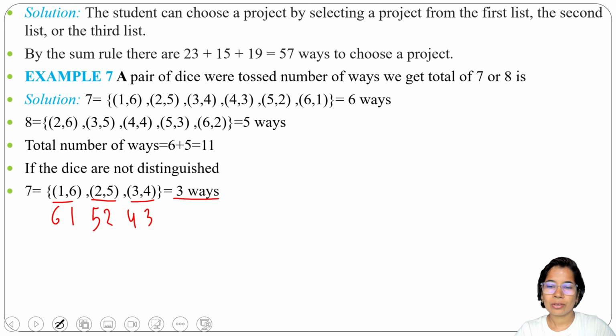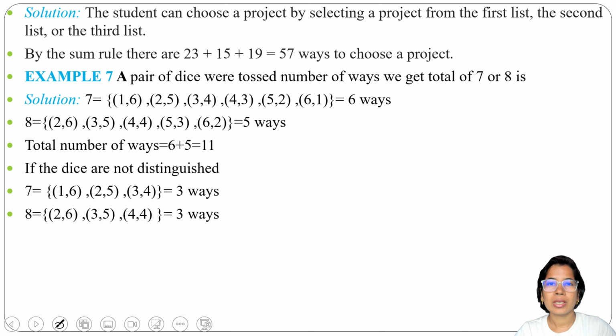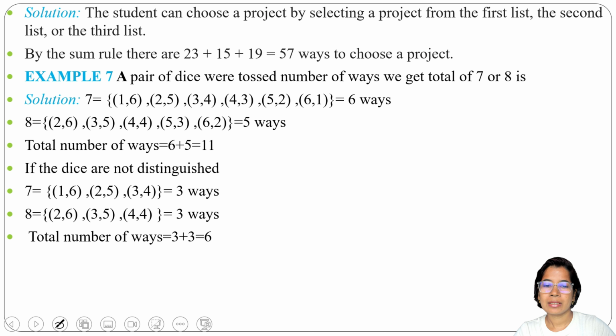Now 8 can also be obtained in 3 ways: 2, 6; 3, 5; 4, 4. So the total number of ways equals 3 plus 3, 6 ways if the 2 dice are identical. So based on the question, if they are distinguishable, then 11. If they are identical, then 6.